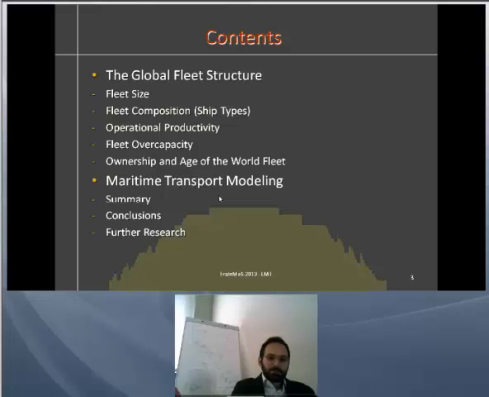up to date. And lastly, we will look at the modeling of maritime transport, various state-of-the-art solutions that exist at the moment in the way of modeling maritime transport, and some hints on the boundary conditions of maritime transport modeling.